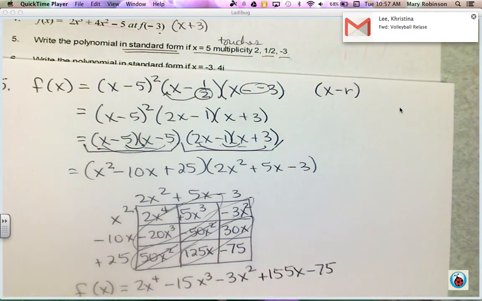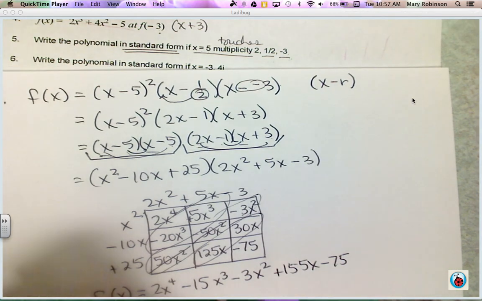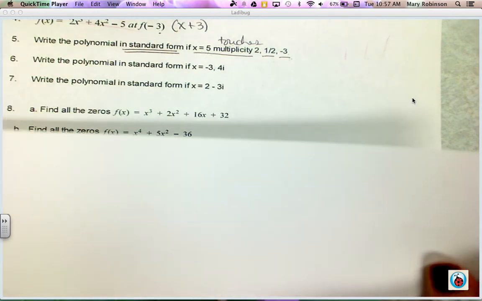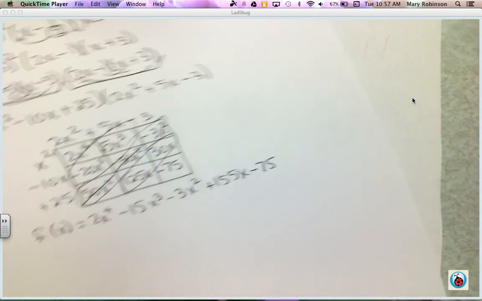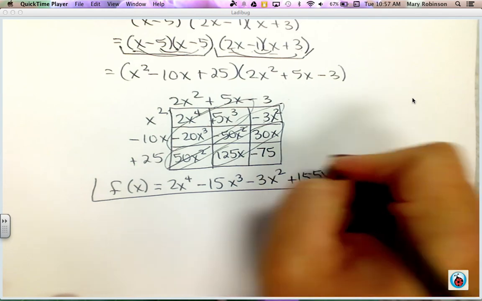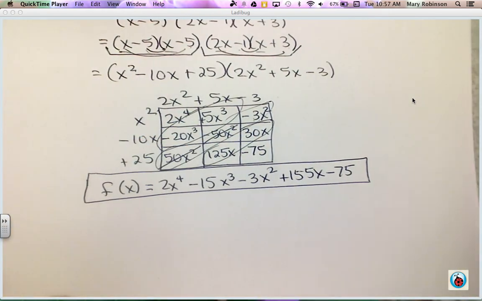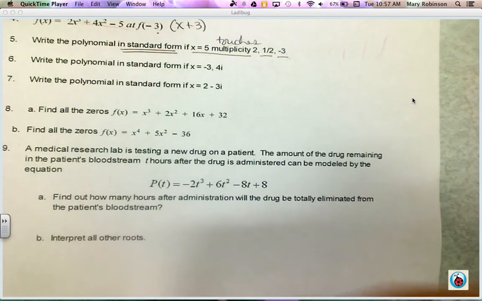Alright, so next we'll move on to problem 6. Oh, let me just say this real quick. Make sure you have f of x in front of your function. Put a box or something around it so I can see it very clearly.